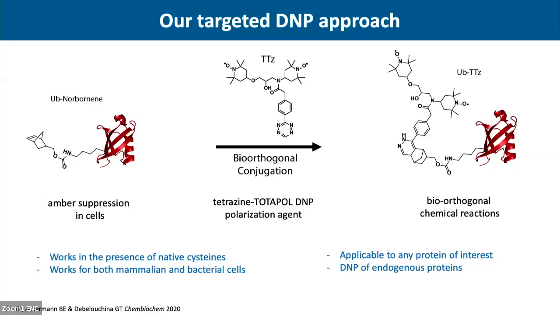And because this approach is genetically encoded, it allows us to do unnatural amino acid incorporation in both bacterial and mammalian cells. It is in principle applicable to any protein of interest. There's no synthesis required other than your polarization agent, but it's the same polarization agent for everything else. And as I mentioned earlier, it can allow us to do DNP of endogenous proteins.